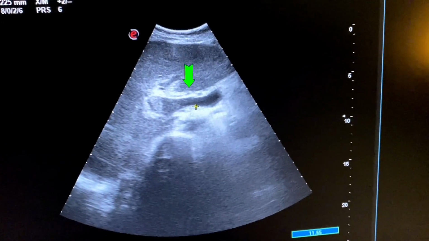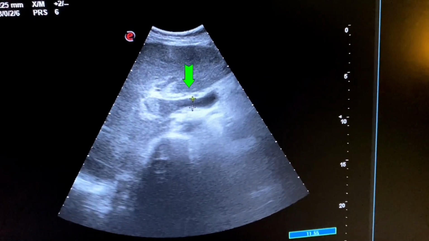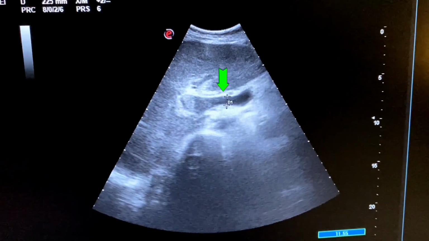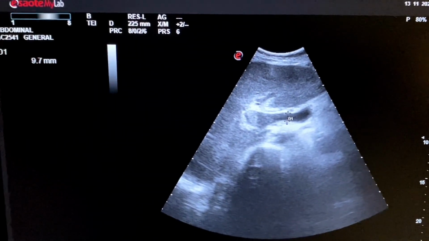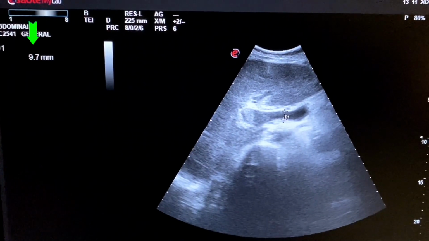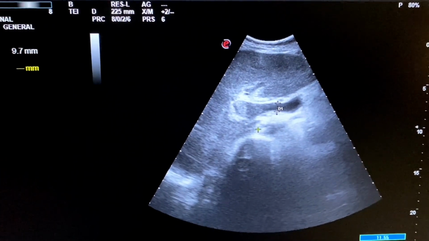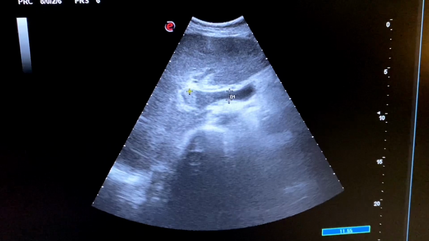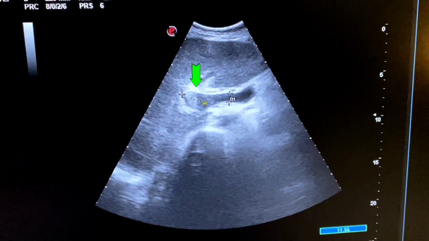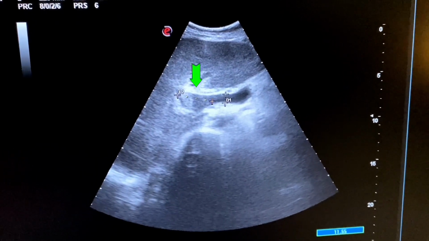Now we will measure the size of the portal vein at its middle part at the pre-thrombotic area. Here the size of the portal vein is 9.7 millimeters. The normal size is 12 millimeters. It means there is partial flow in the portal vein or partial obstruction in the portal vein due to thrombosis.